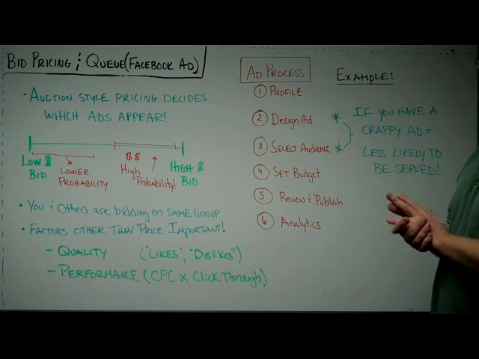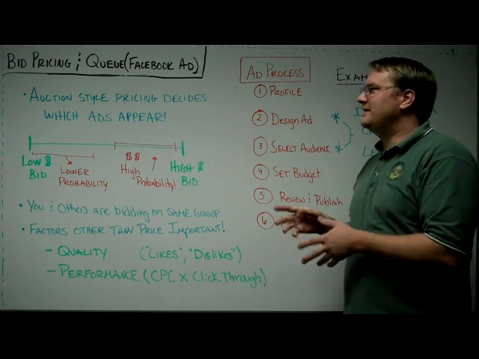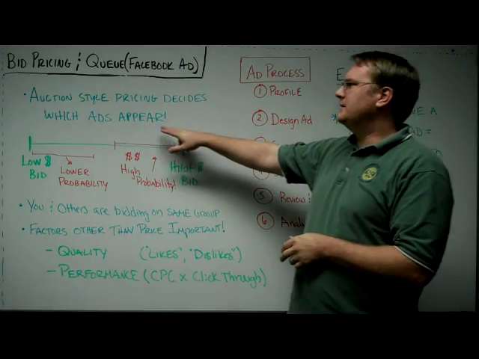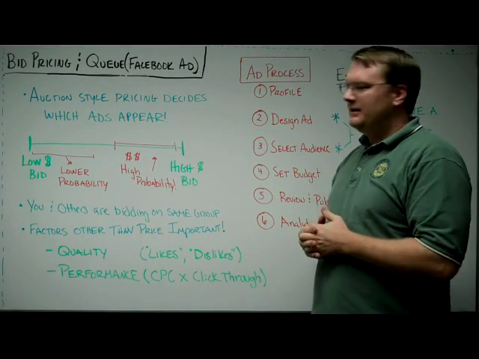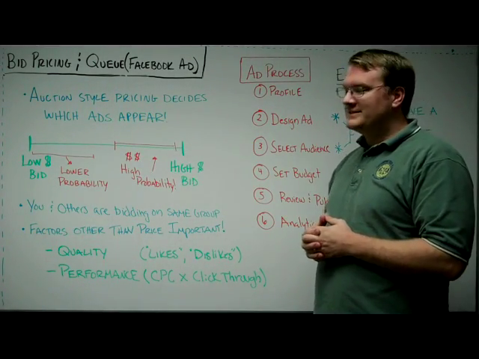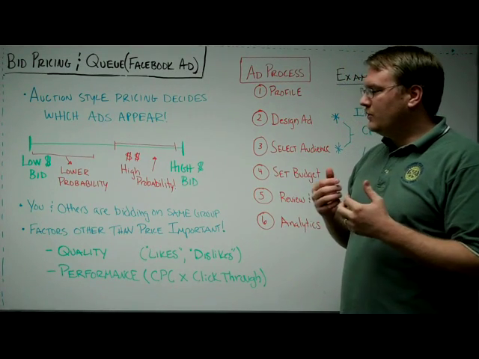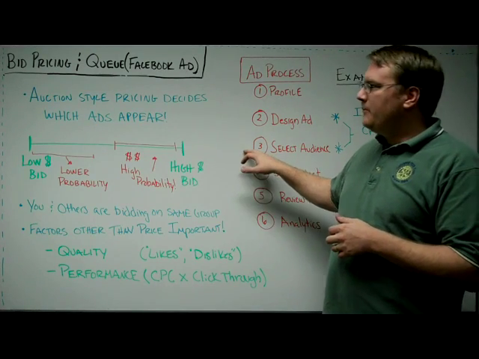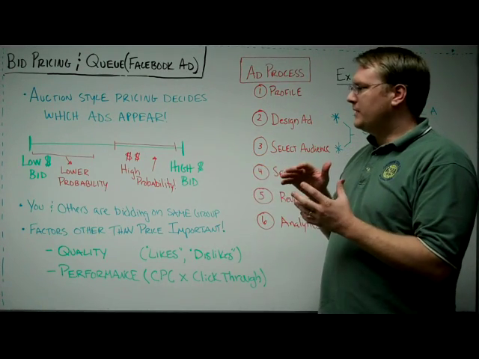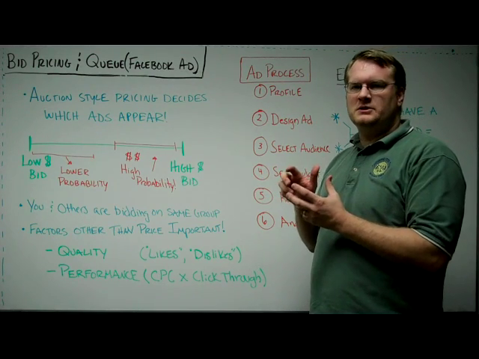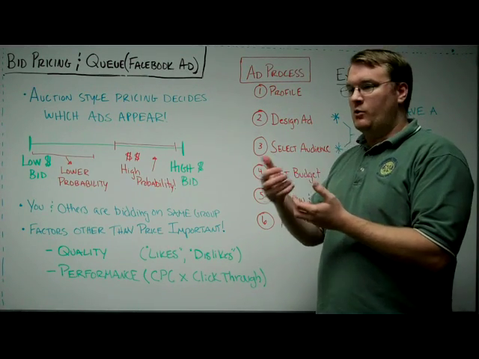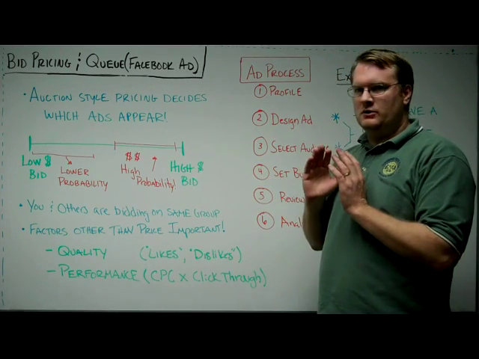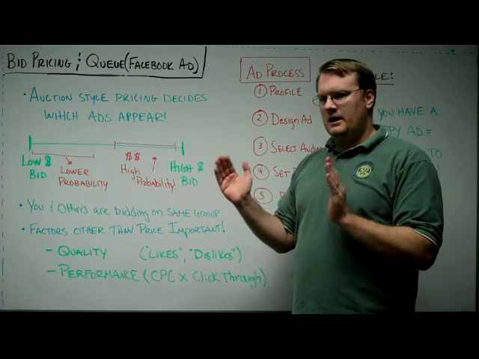Okay, we are going to be talking about the bid pricing and the queue that Facebook ads uses. When we talk about bid pricing, there's actually an auction-style process for the pricing. If at this point you've already designed an ad and selected an audience, now based on that audience, Facebook has a bunch of different people that want to reach that same group or a portion of them. So what they do is kind of hold an auction, and as part of the process, suggest a bid range.